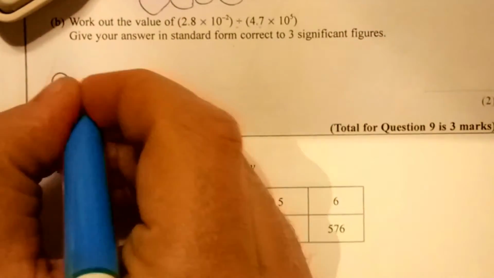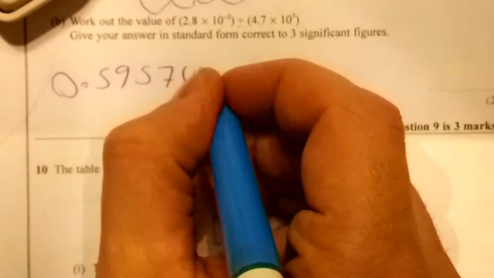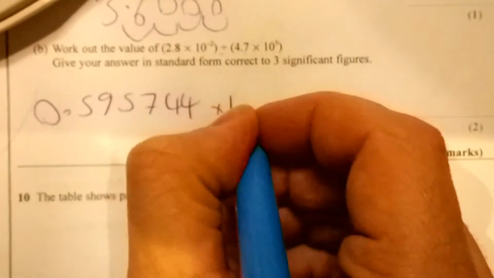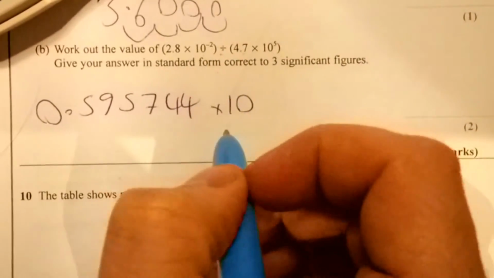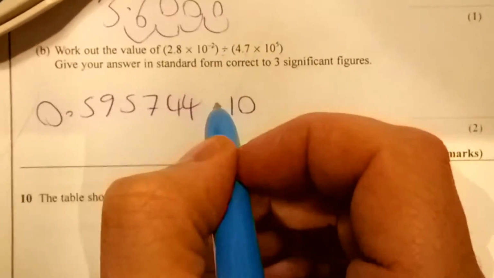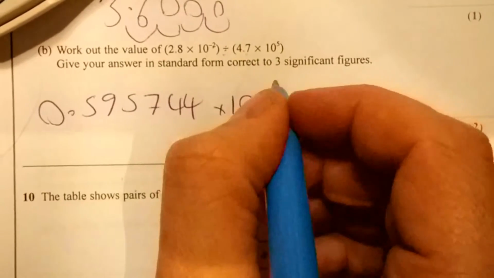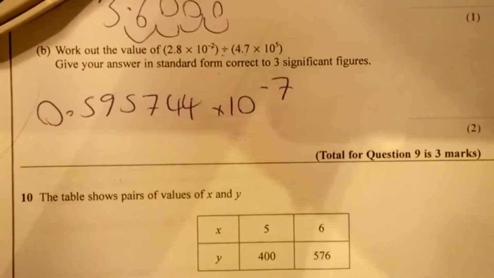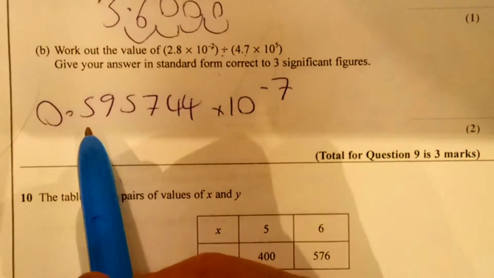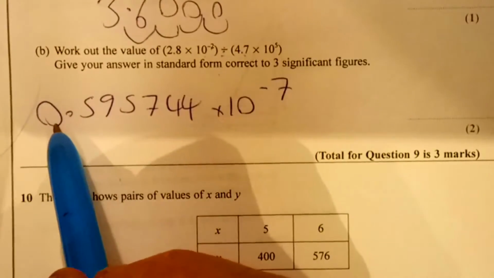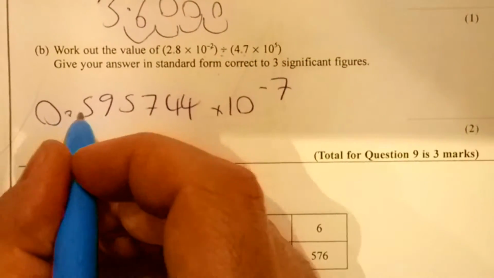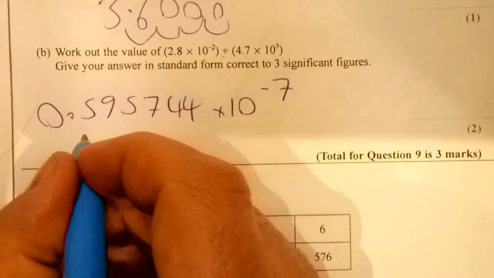It was 0.59574. Okay. If we're dividing, it's going to be times 10, and normally, because that's division, we subtract the indices. So it's going to be minus 2 subtracted by minus 5, which is minus 7. Okay, but this isn't in standard form, because we need this number here to be between 1 and 9. So if I make this number here 10 times bigger, I need to make this one 10 times smaller.